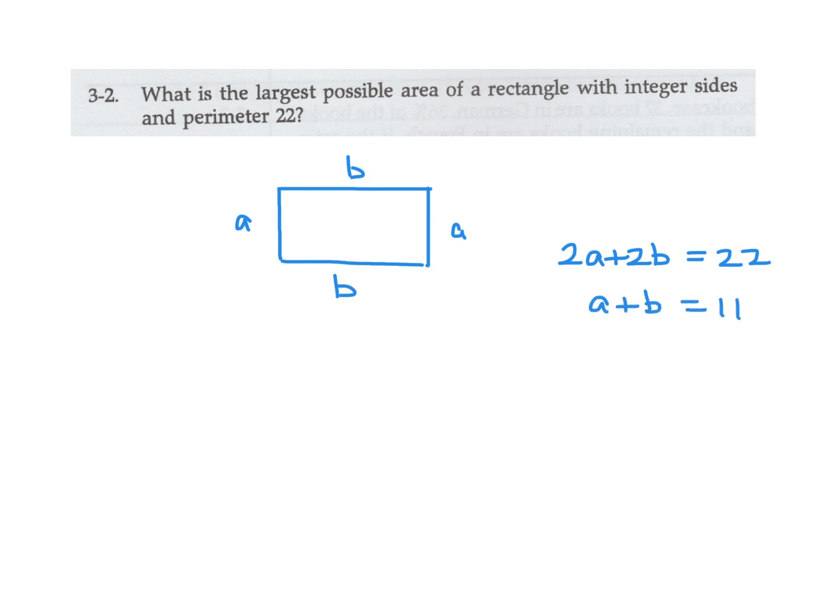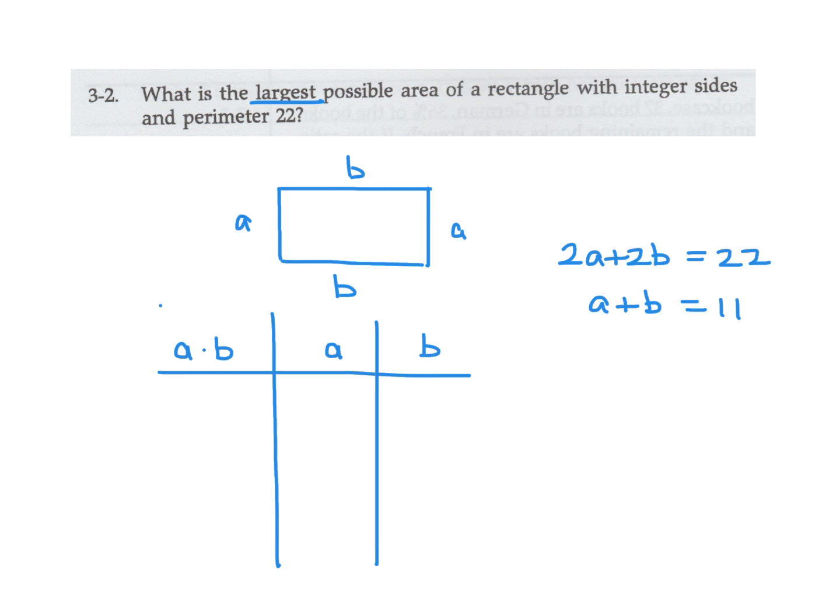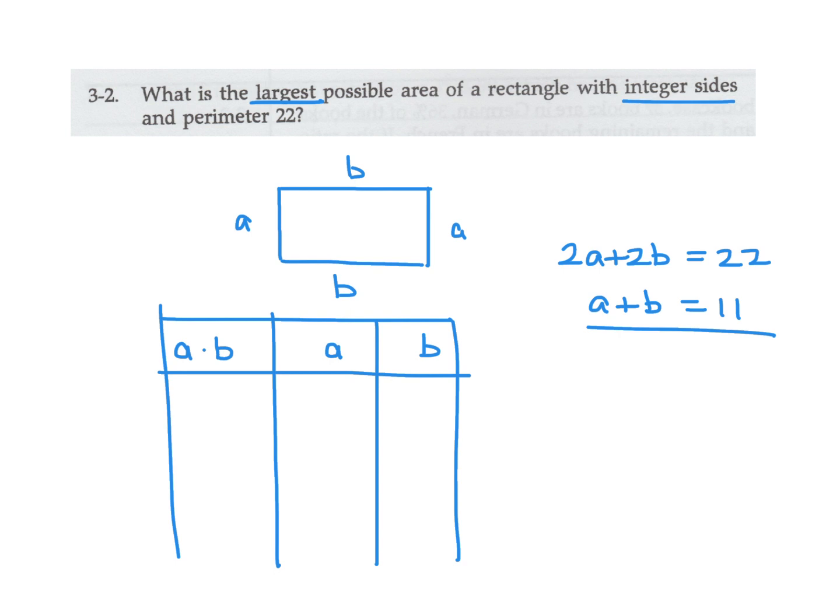Correct? Okay, so now we want the area. The area of this is A times B, and we want the largest possible. So we'll make a little table here. What can A be, what can B be, and therefore what will AB be? What will be the value of A times B? And keeping in mind that A plus B has to equal 11. So it's just experimentation at this point, and they're all integers, so that obviously makes it very, very helpful.